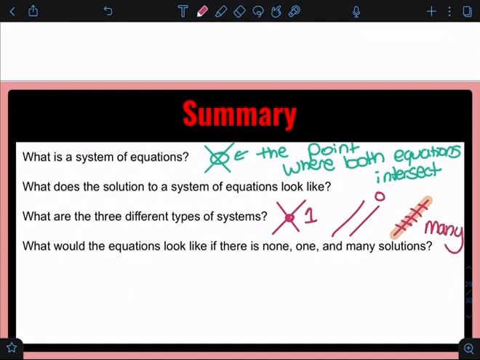So that is the end of our systems of equations solving by graphing lesson. Thank you.